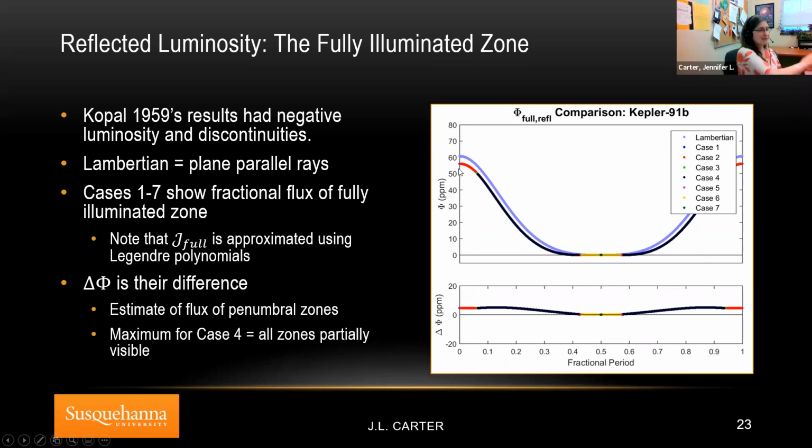This makes sense. The fully illuminated zone always takes up less than half of the surface area of the exoplanet, right? We don't expect it to emit more light. We always expect it to emit less.